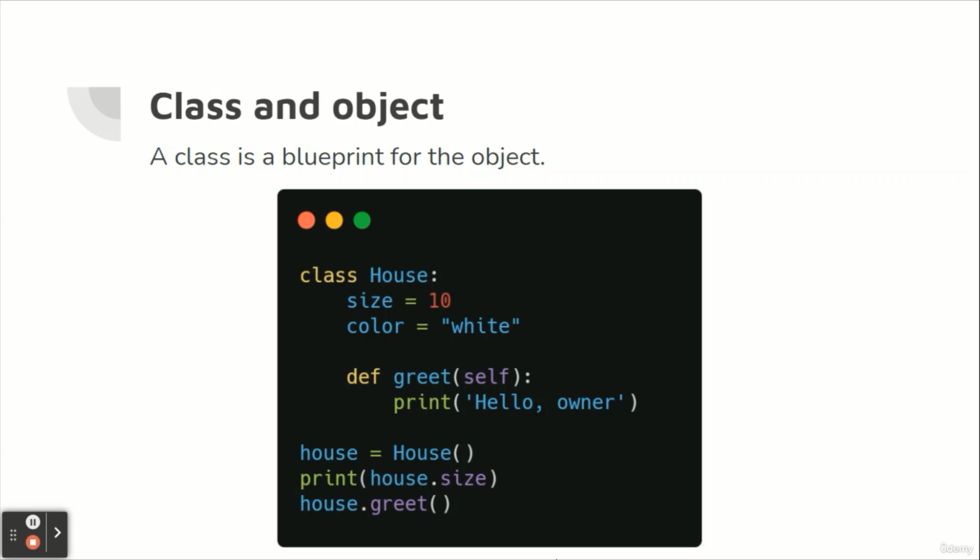Let's check the example from the slide. Firstly, we create a new object of the house class. Then we print the value of the size attribute. And finally, we call the greet method and the output will be hello owner.